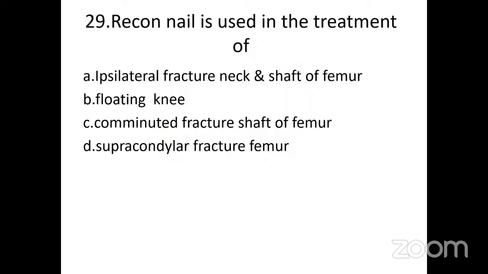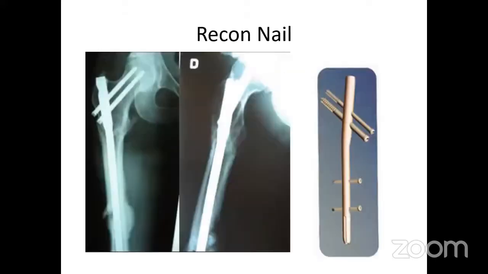Then this is a special nail used in the treatment of, that's called a recon nail, that is used when there is an associated injury of neck as well as shaft. So the important thing here is the patient is having an ipsilateral neck as well as a shaft. That means we may actually overlook the neck of femur injury if the patient is having shaft of femur.